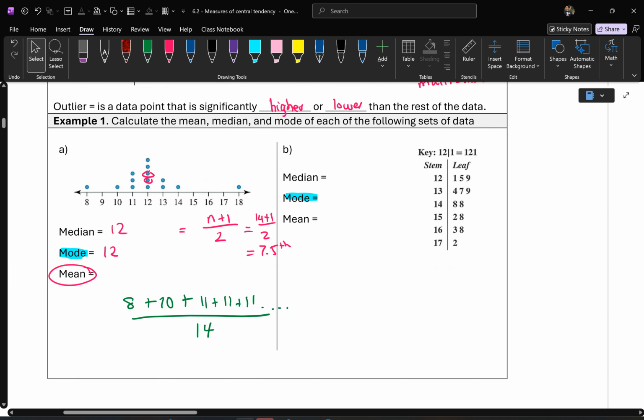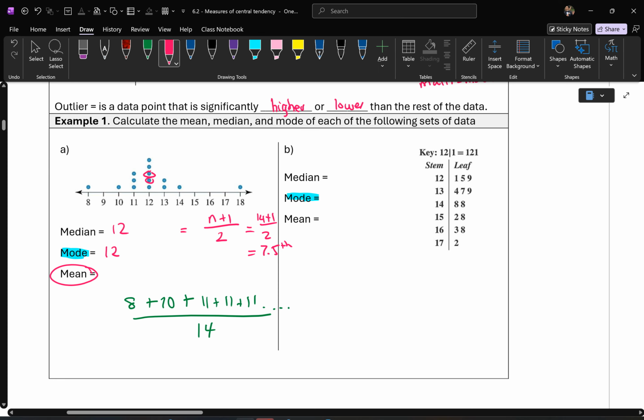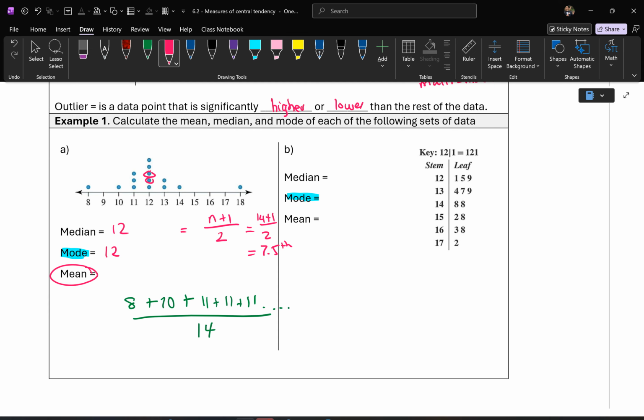Here we go. Part B. I want you to look at part B. Now, this time is not a dot graph. So you don't have a dot plot, but you have a stem and leaf plot. Here, it's the same idea, but you have to look at the distribution. We can see what the mode is very clearly. What is the mode here?